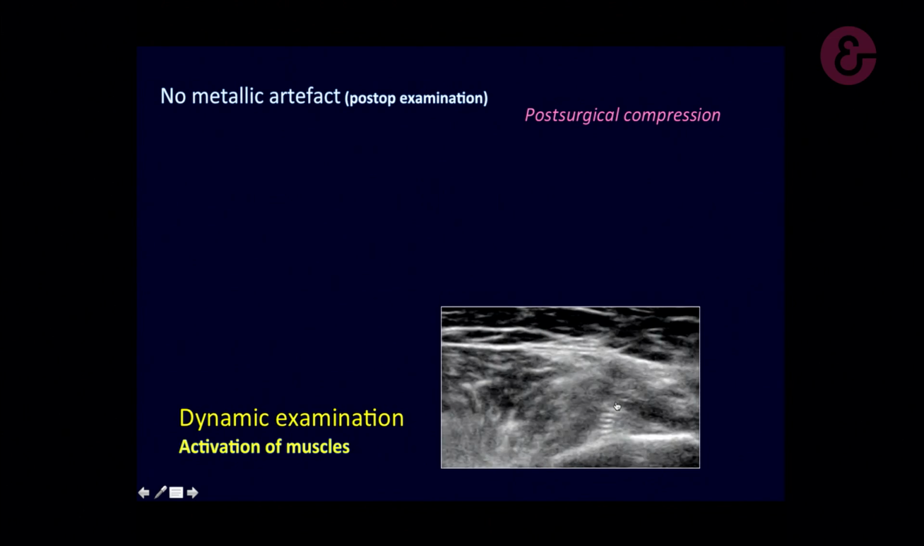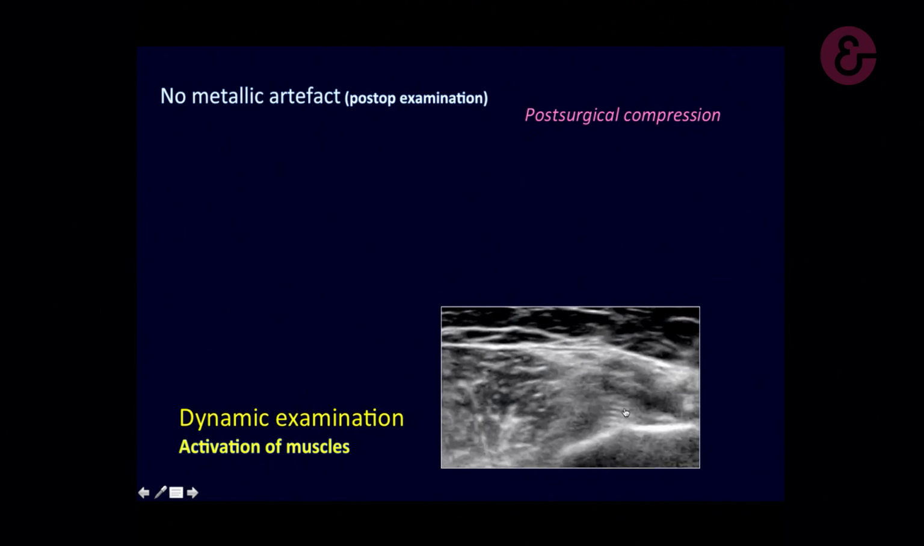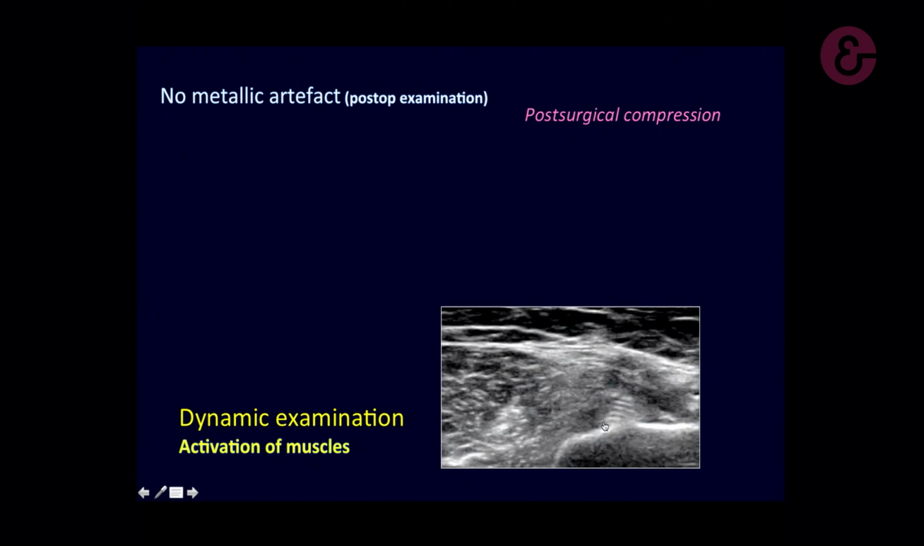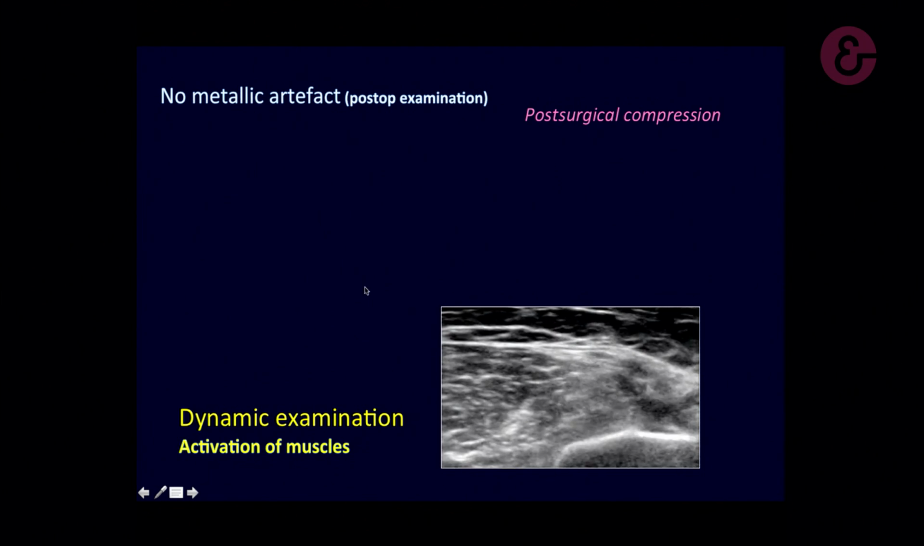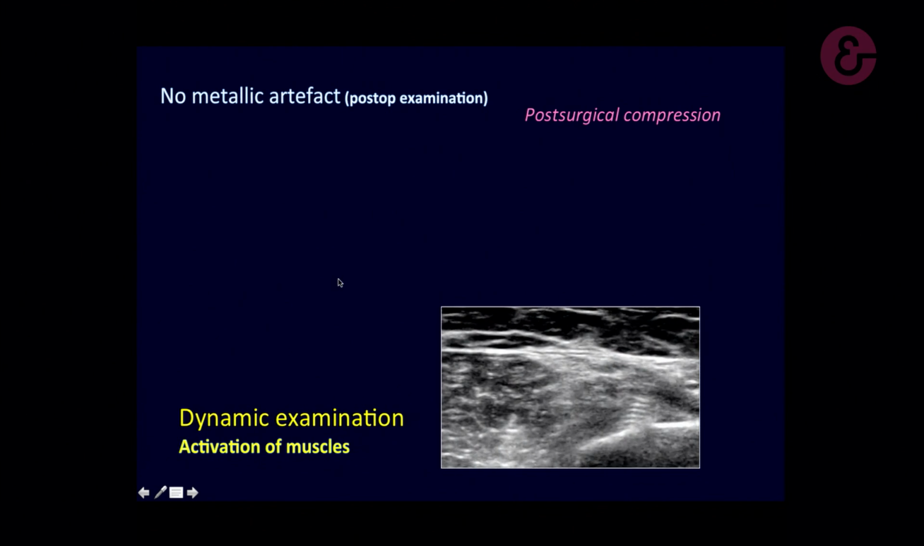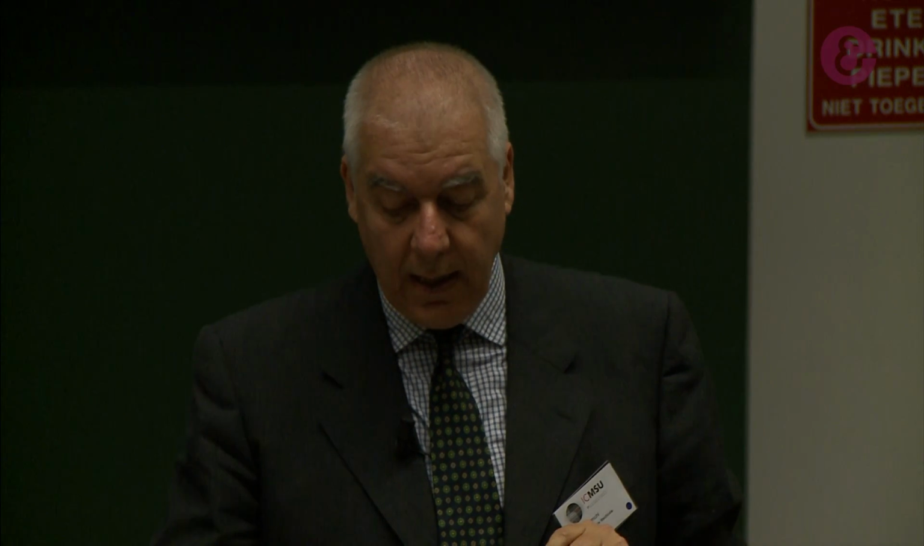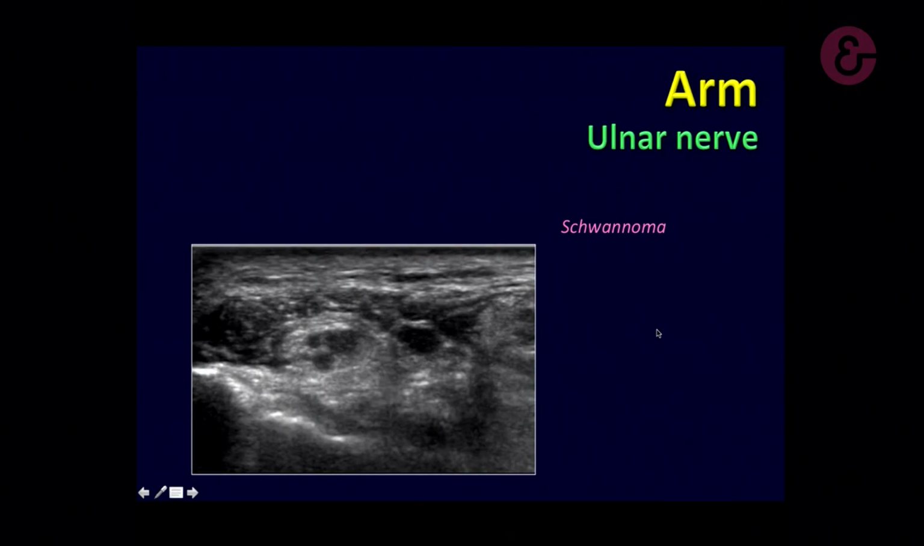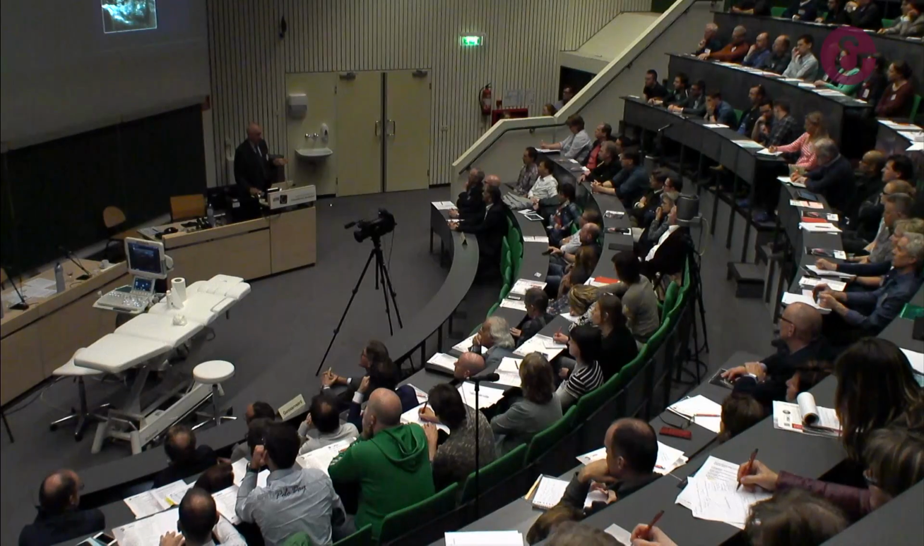Up here, up and down, up and down during the movement. So there is no other way to image this impingement syndrome. Always on the arm, a problem: schwannoma. So you can find schwannoma everywhere, nerve fibroma everywhere. The distinction between the two is not possible, to my knowledge, by ultrasound examination.